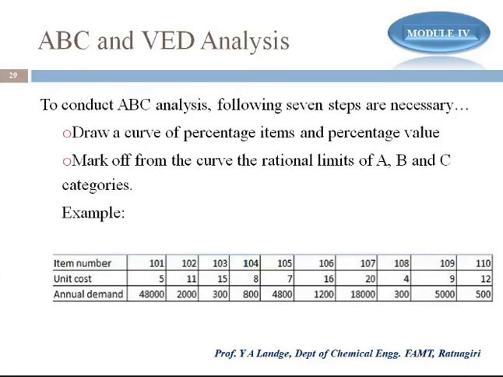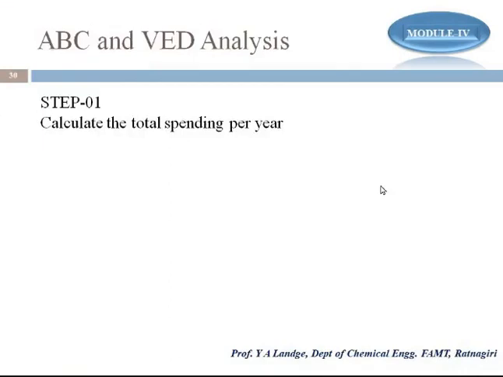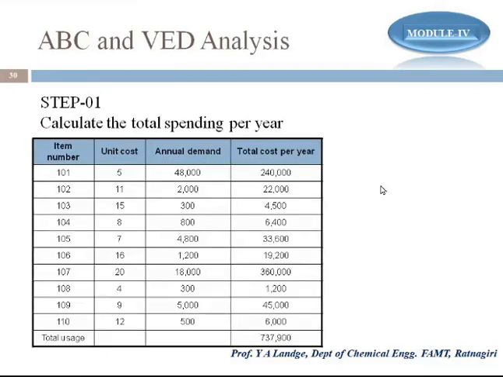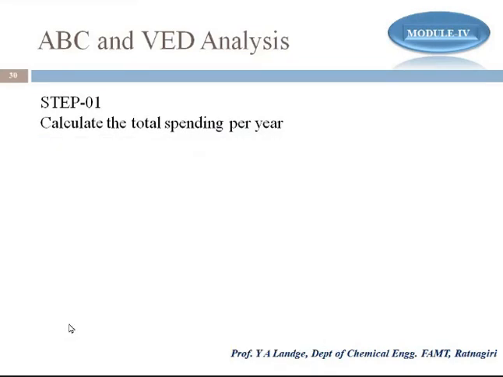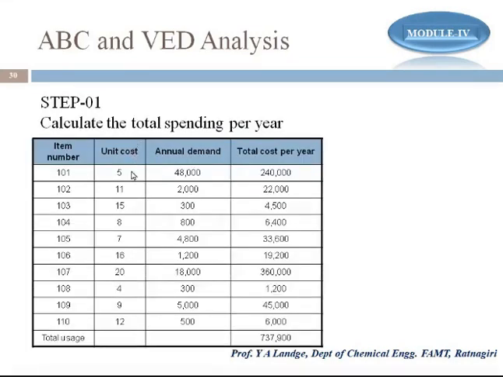On the basis of that, we will find how we can categorize these items. Let's see the first step: calculate the total spending per year. Our aim is to calculate the total expenditure. How do we calculate it? First we draw a table. We have the number of items, and we write 101, 102 up to 110. Then we write the unit cost here, and the annual demand also, with the help of the previous table.